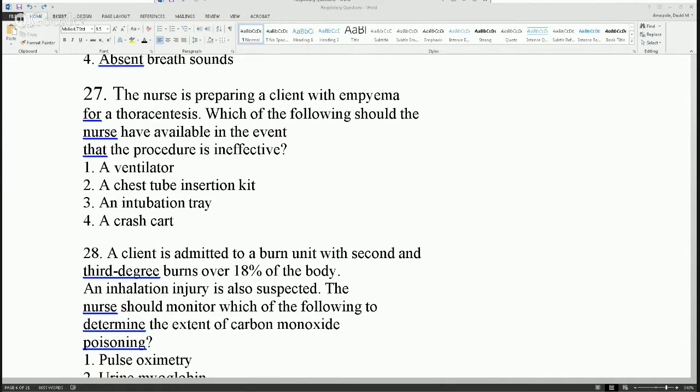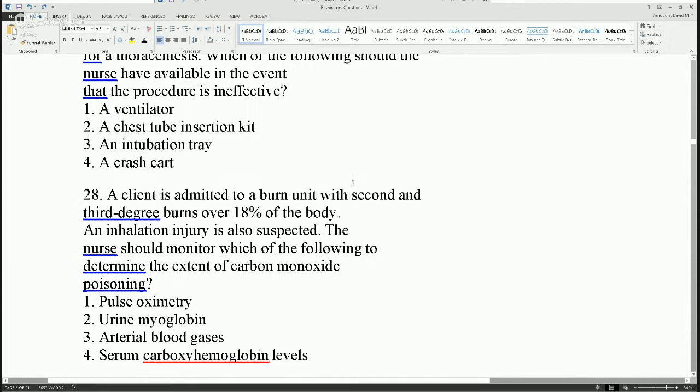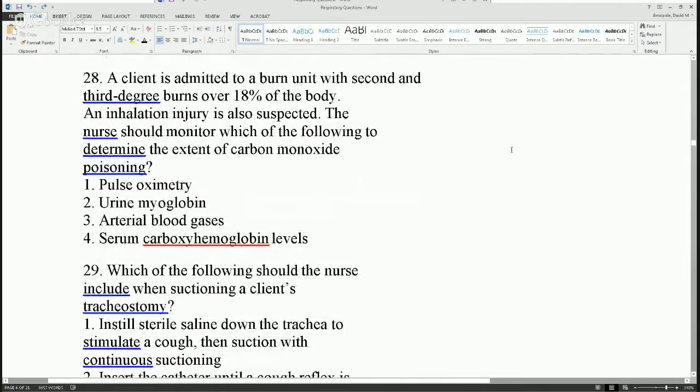With empyema, the fluid to be removed from the pleural space is thick and pus-like, purulent. The physician may not be able to withdraw the fluid through needle aspiration. The client may require placement of a chest tube to drain the purulent effusion. A ventilator, intubation tray, or crash cart is not likely to be necessary. We're doing good with this, guys.